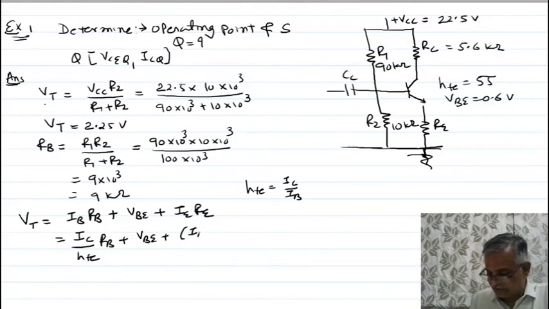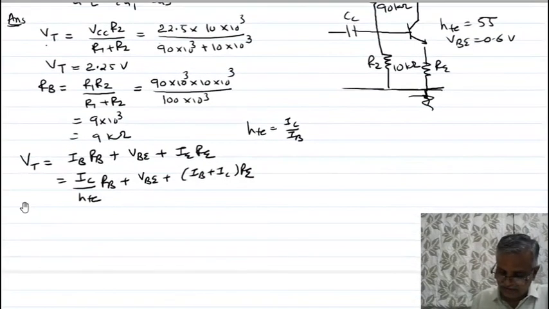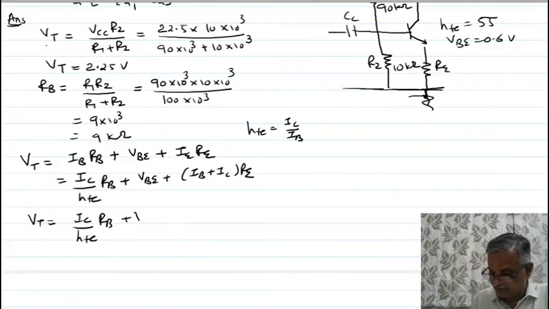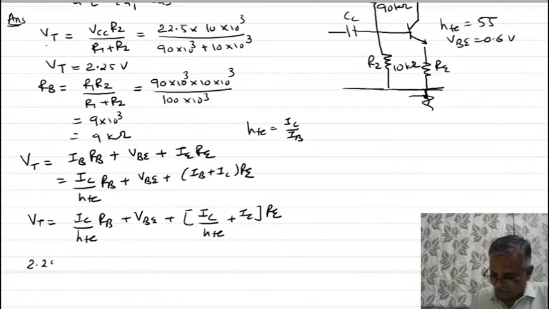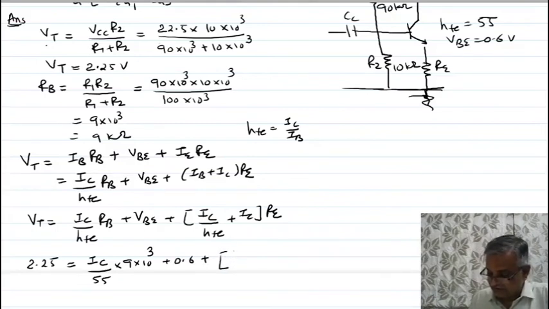This is your base current plus collector current into RE. So I am writing here VT is equal to IC upon HFE into RB plus VB. Base current is nothing but IC upon HFE, plus IC into RE. So VT we have calculated 2.25 volt. IC we have to find. HFE is 55. RB is 9 kilo ohm. VB is 0.6.